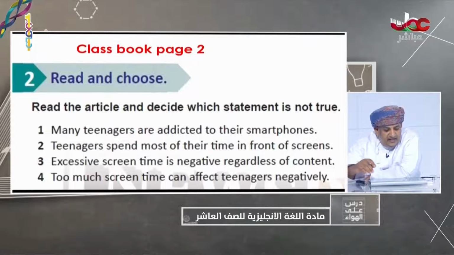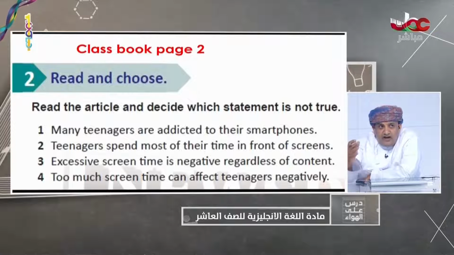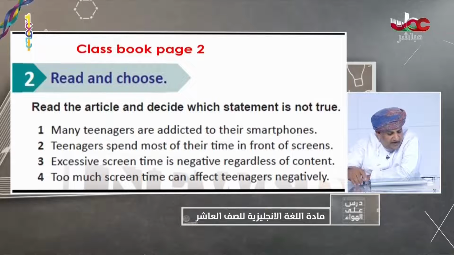Read the text. I think this is the text. Now read the article and decide which statement is not true. We have now 1, 2, 3, 4 statements. Now we are going to choose the statement which is not true. So it's a false statement. Now let's read the statements before we read.